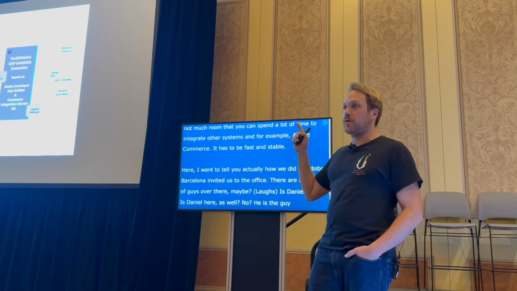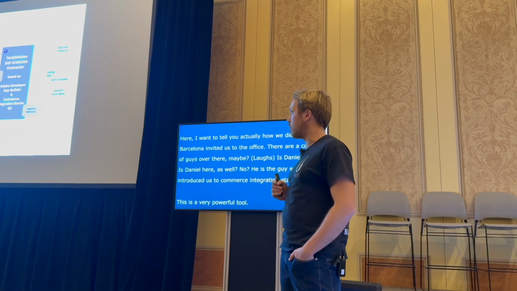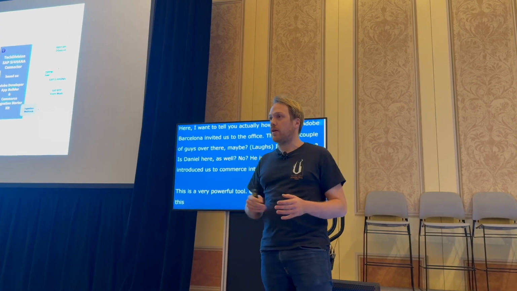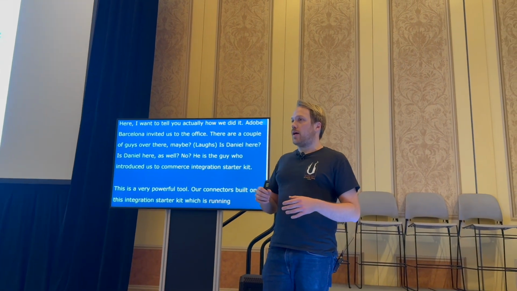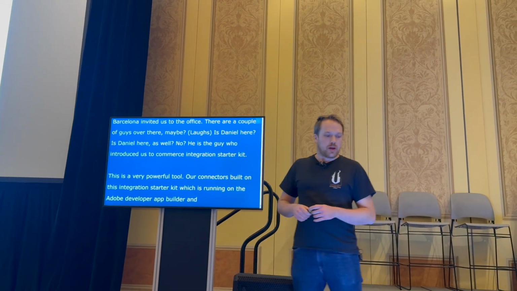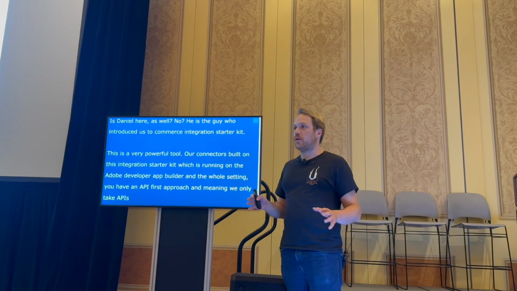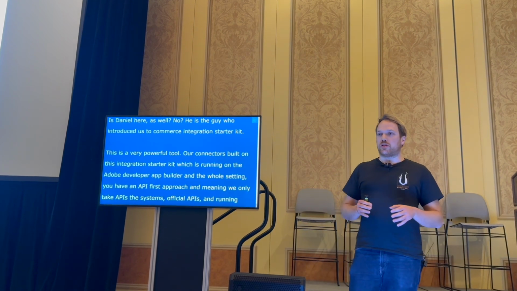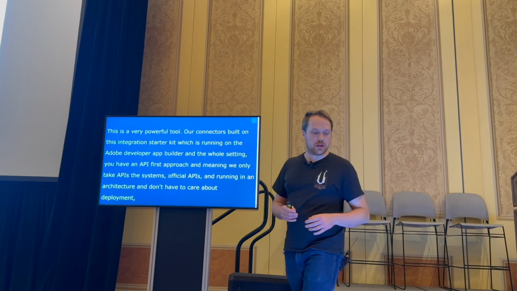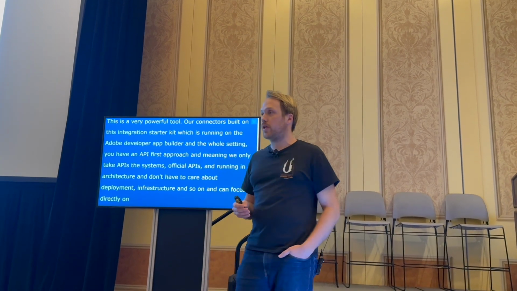Our connector is built on this Integration Starter Kit, which is running on the Adobe Developer App Builder. With this whole setting, you have an API-first approach, meaning we only take official APIs from the systems. We are running in a serverless architecture, so we don't even have to care about deployment, infrastructure, and so on. So we can directly focus on our implementation, which they call the last mile implementation. And of course, this whole process has real-time data synchronization, because we can directly send events to each other and process them.